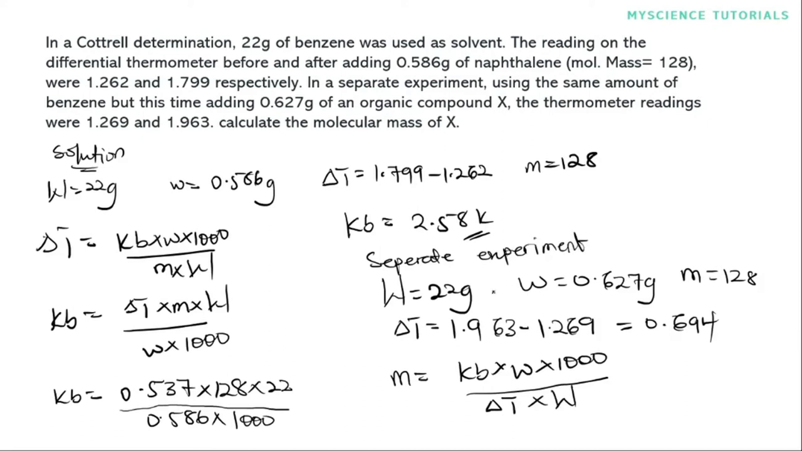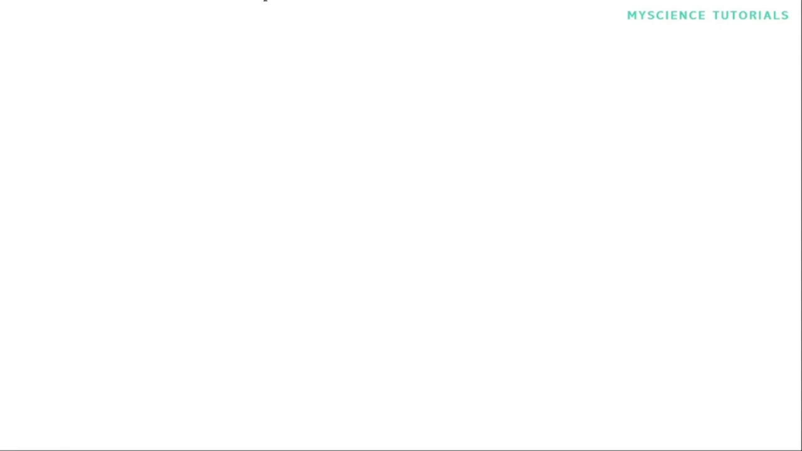So all we have to do is to substitute these values into this formula and find the molar mass of the compound X. So let's go ahead and do that. Let me rewrite the formula. We have Kb multiplied by W multiplied by 1000 over delta T multiplied by capital W.